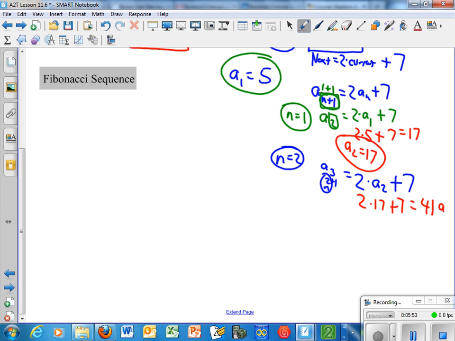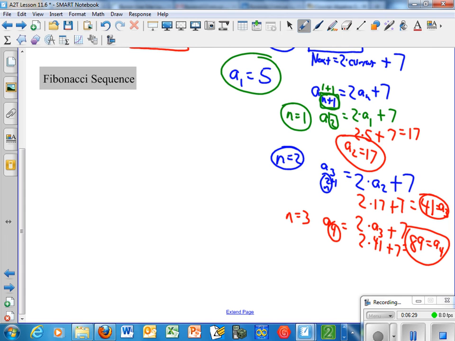So there is A3. Now if I'm going to find A4, that means n is 3, because 3 plus 1 would give me the 4 down here. That means n is 3. I'm going to take 2 times A sub n, or A3, and add 7. So I'm really doing 2 times 41 and adding 7. So I'm taking my previous term, multiplying it by 2, and adding 7 in this particular problem. 82 plus 7 would be 89. There's A4.